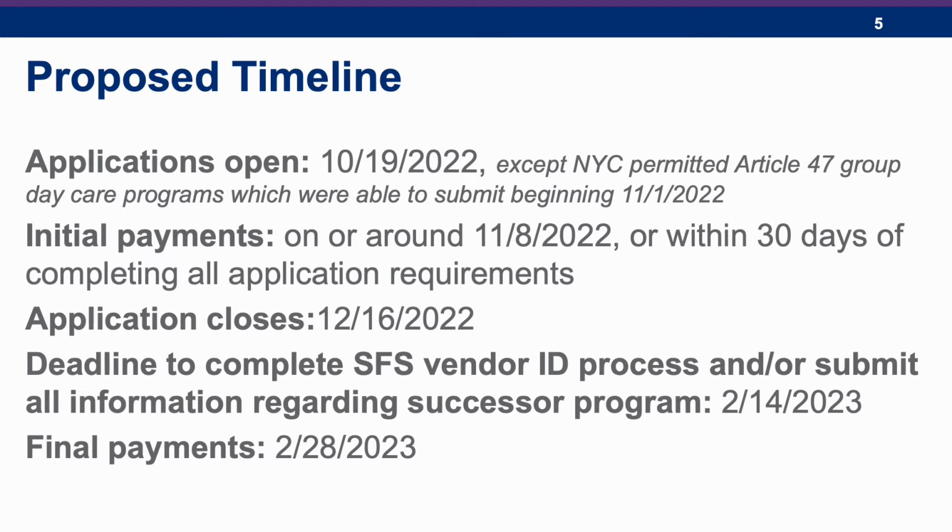requirements. Eligible providers will receive payment through the New York statewide financial system known as SFS. Providers must complete the SFS vendor ID process and/or submit all information regarding their successor program by February 14, 2023. Final payments will be made on February 28, 2023.